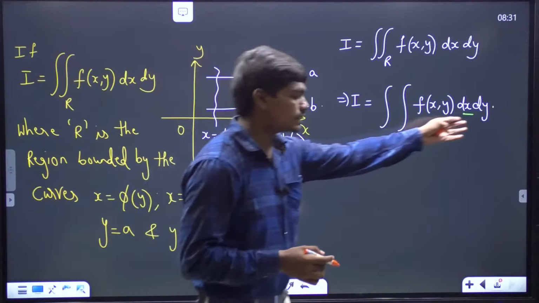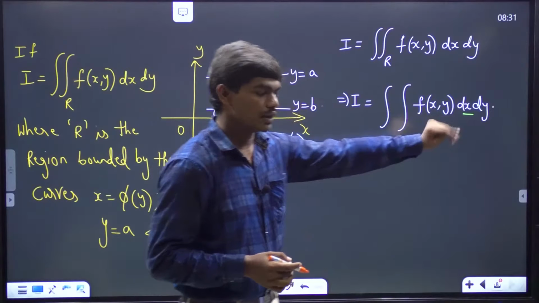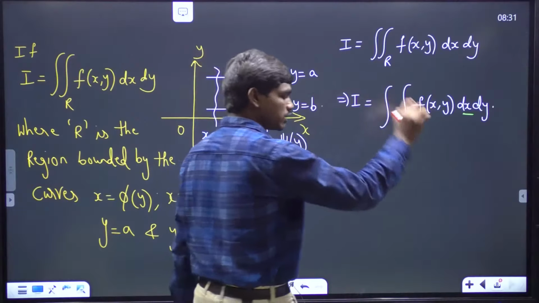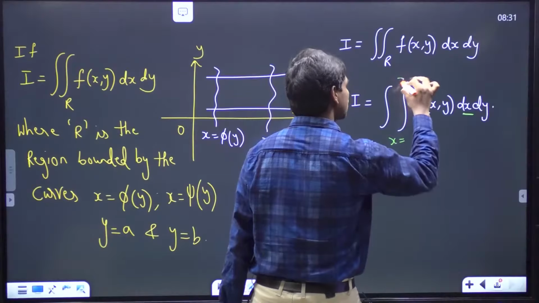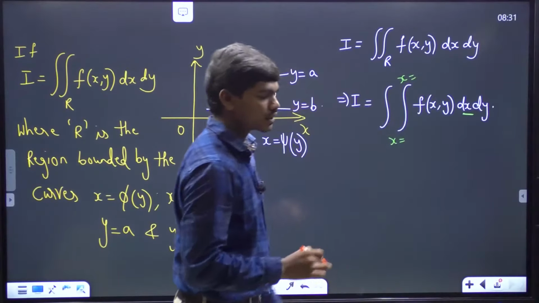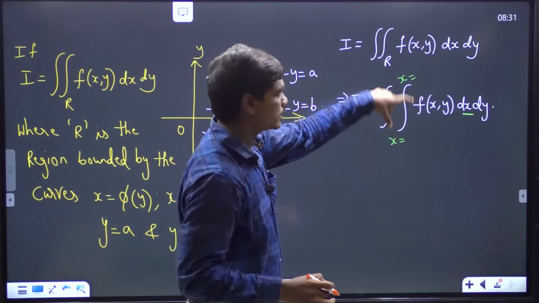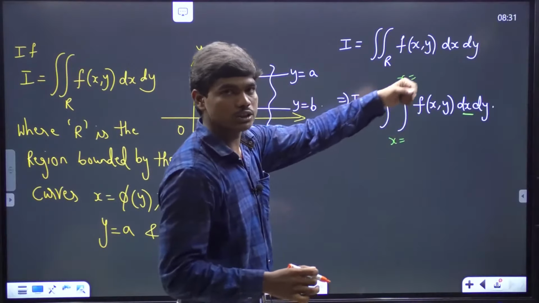What's the first variable of integration here? All of you? X. Correct? So if the first variable of integration is x, what are the limits here on this inner integral? These should be x limits. Correct? Now these should be x limits and these x limits should be in functions of y.